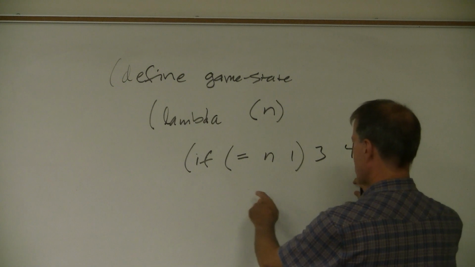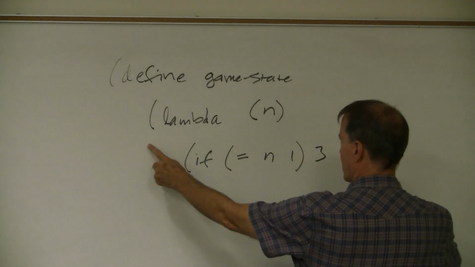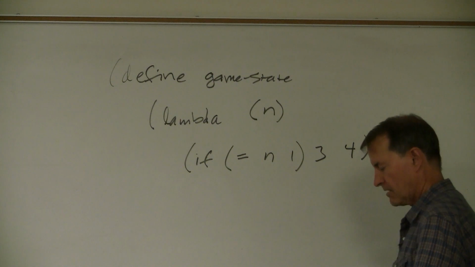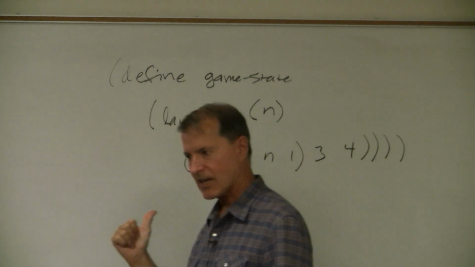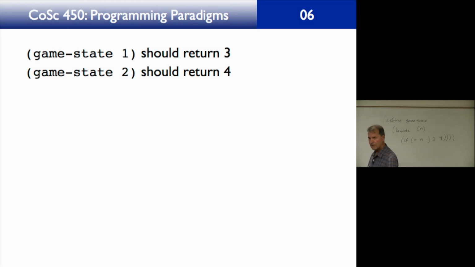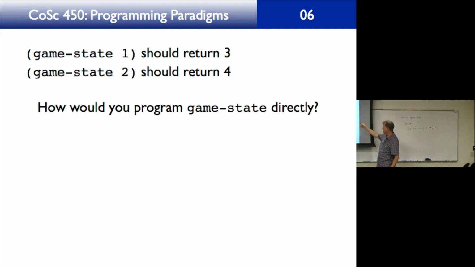Now help me close these out. 2 more, right? Is that right? I think. Is everybody clear that's how you would define that function? That's how you would define it. That's only if you know ahead of time. So game state 1 should return 3, game state 2 should return 4. So ahead of time, how would you program game state directly?